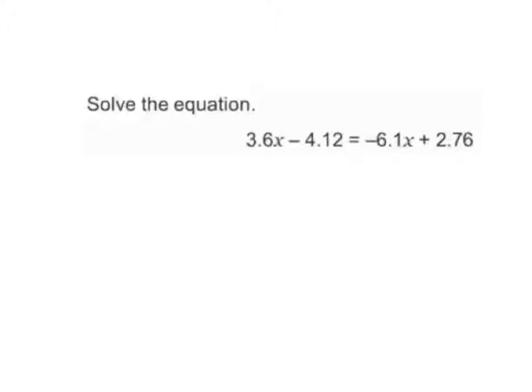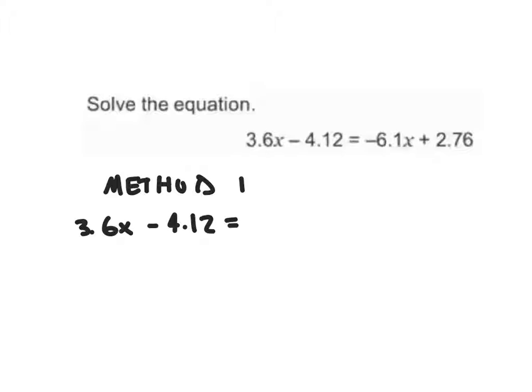Now, I'm going to do it both ways, okay? So I'm going to do method 1, where I'm going to do 3.6x minus 4.12 is equal to negative 6.1x plus 2.76. Now, what I'm going to do is move the negative 6.1x over to the other side.